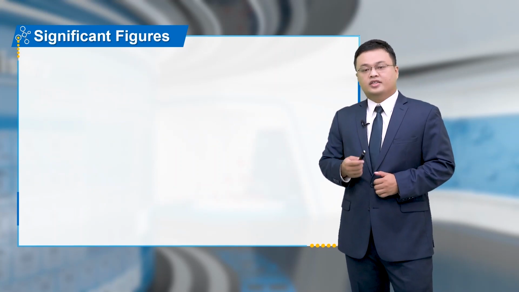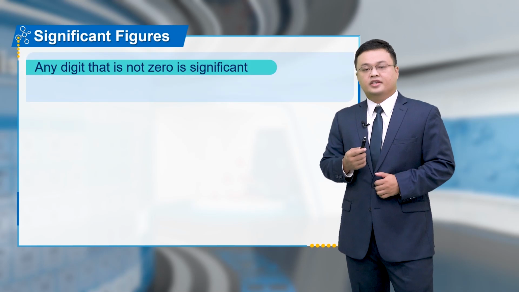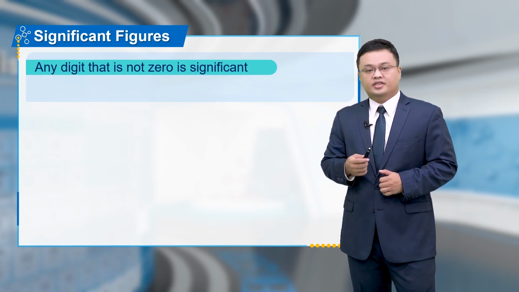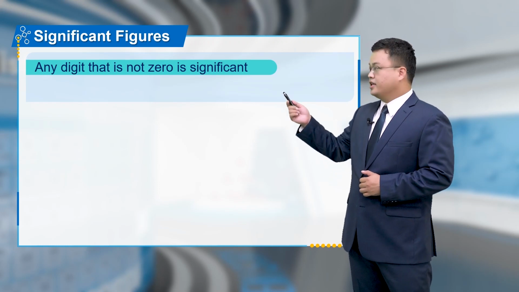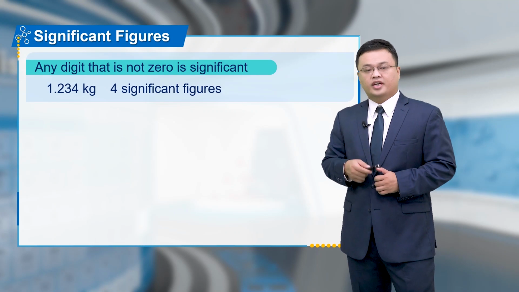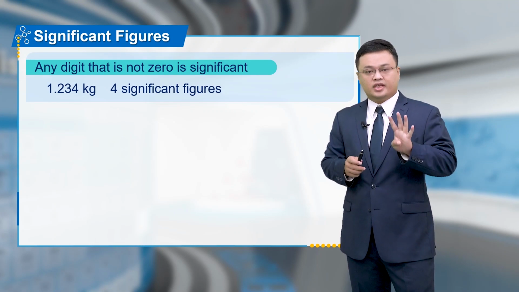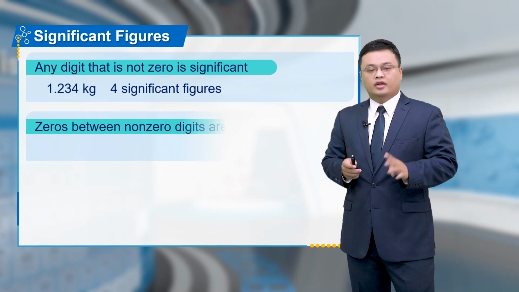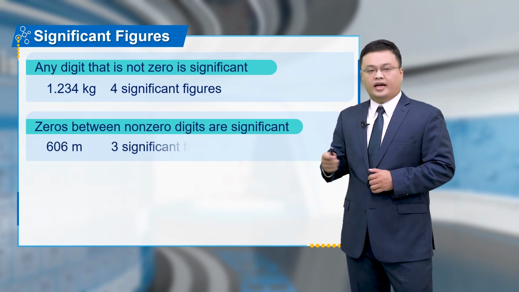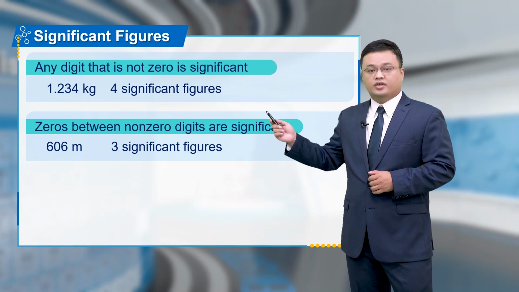Significant figures are digits that carry meaning in a number and contribute to its precision. Any digit that is not 0 is significant. Like 1.234 kilogram, there are 4 significant figures. Zeros between non-zero digits are significant. Like 606 meters, there are 3 significant figures.